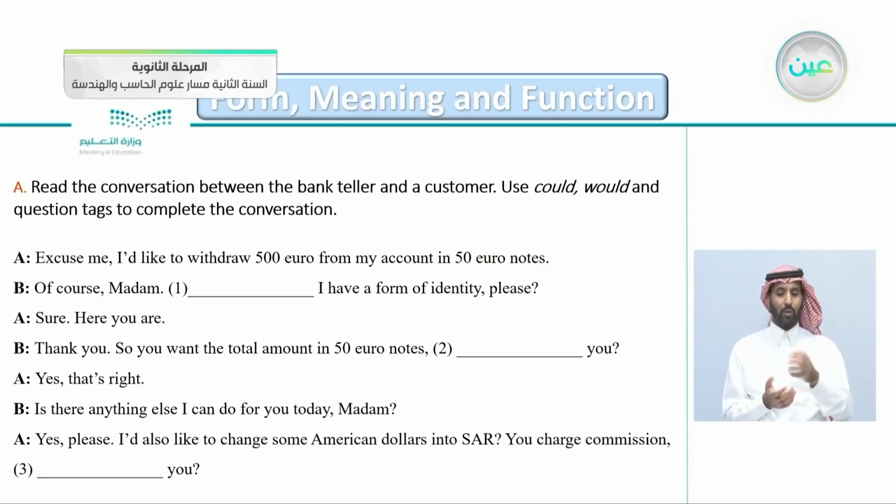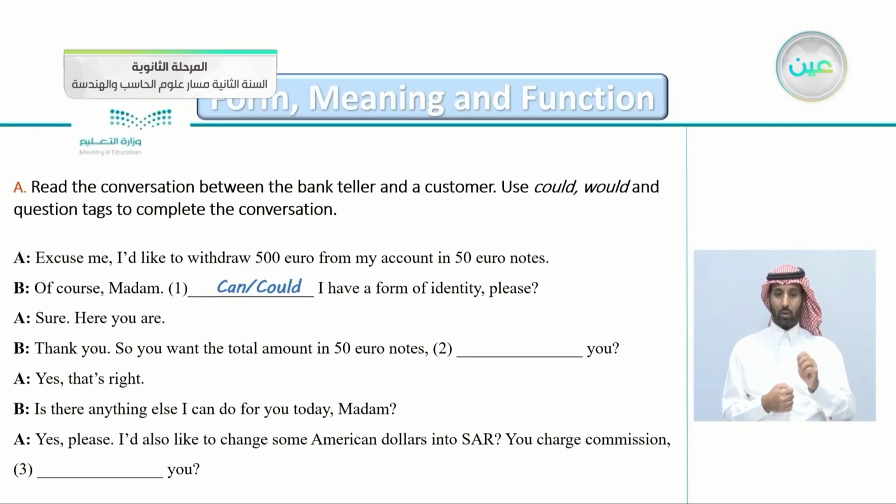Of course, madam. Number one here: I have a form of identity, please. So this is a request here. Number one is, yes, you can say can or could. Can I have a form of identity, please? Or could I have a form of identity, please? Sure, here you are. Thank you. So you want the total amount in 50 euro notes.